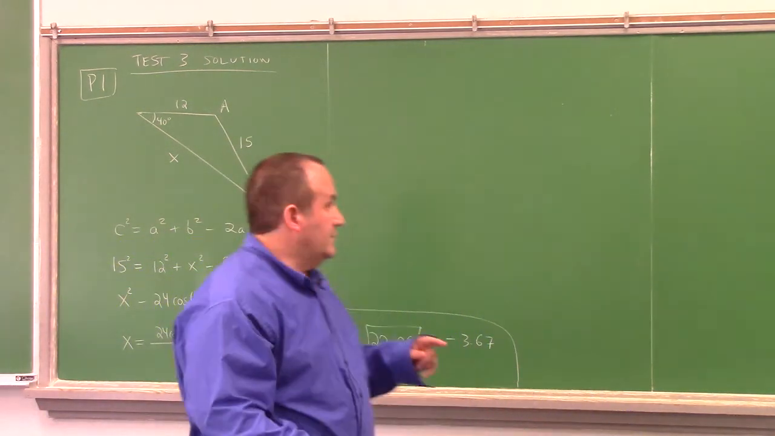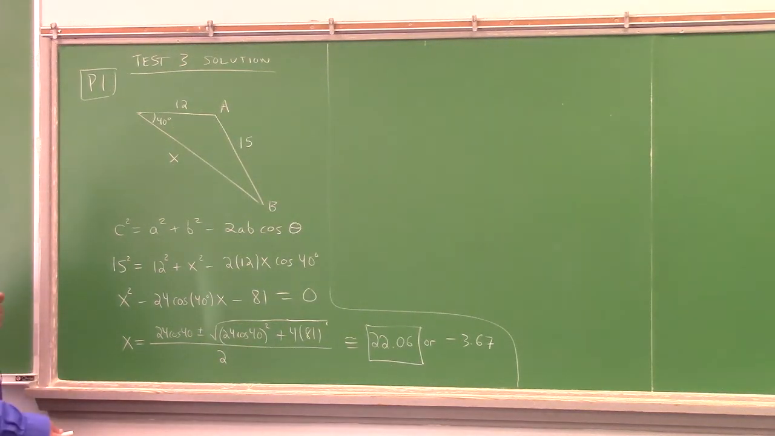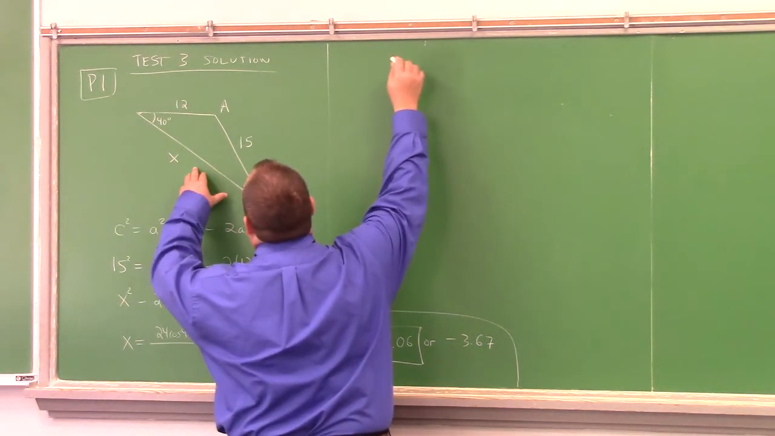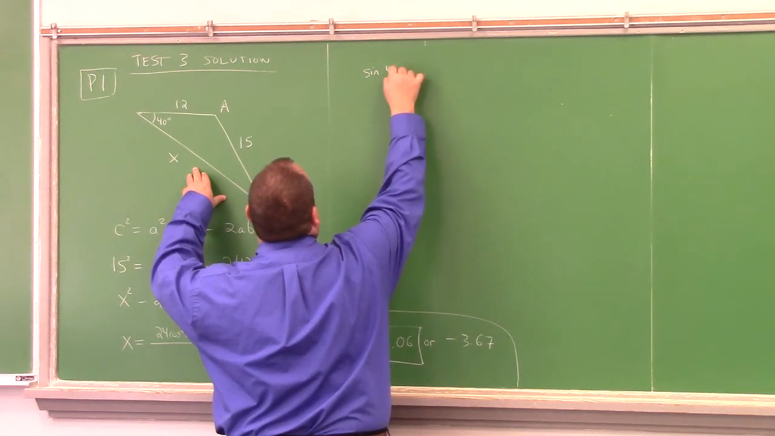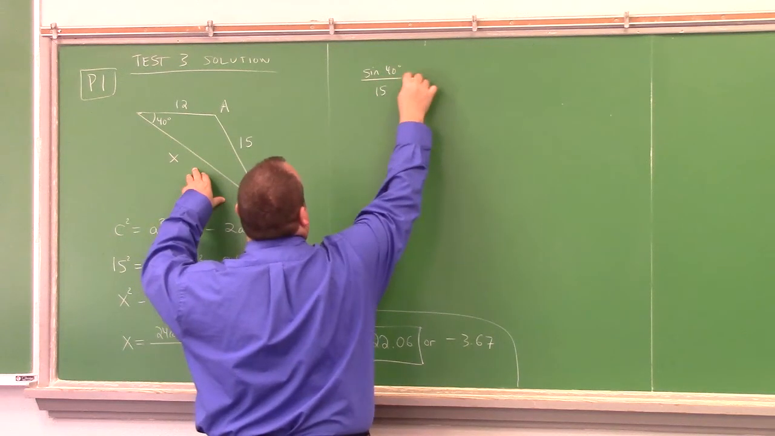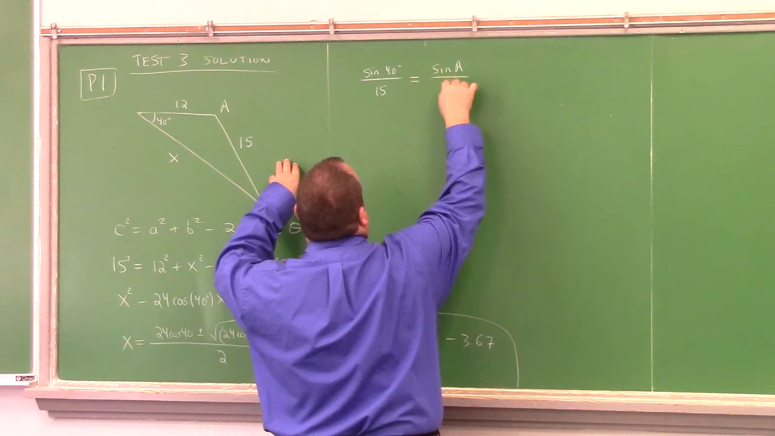So that's the one way to do it. The other way to do it would be a law of sines approach, which is the approach you took, Jared. So law of sines says what? The sine of the angle over the length of the side is equal for all the different angles and sides, right? So let's see here. We have sine of 40 over 15 equals the sine of A over x, right?